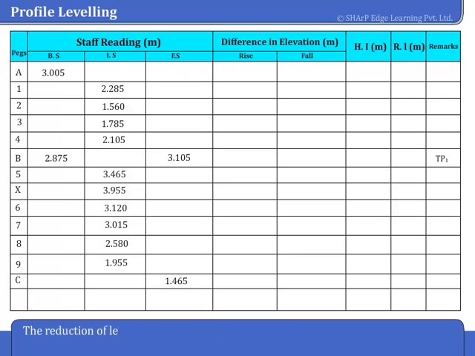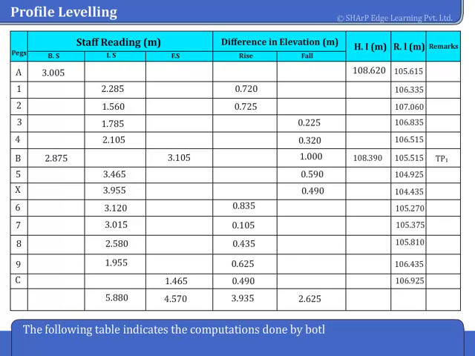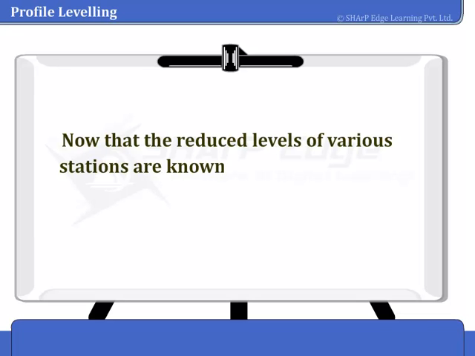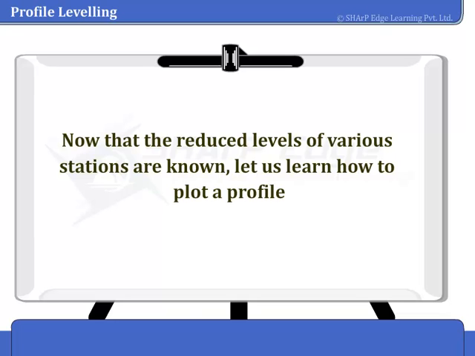The reduction of levels can be done either by height of instrument method or rise and fall method. The following table indicates the computations done by both height of the instrument and rise and fall methods. Now that the reduced levels of various stations are known, let us learn how to plot a profile.